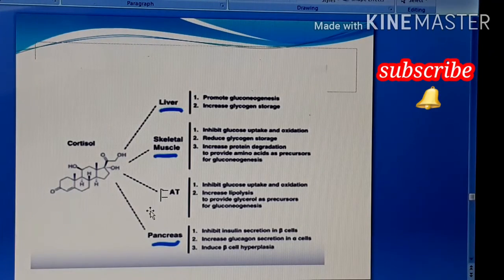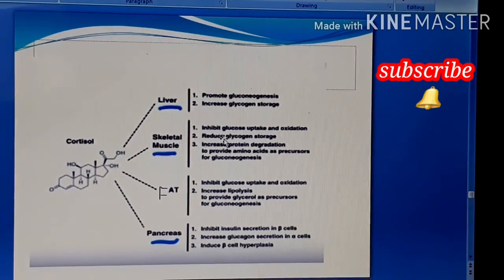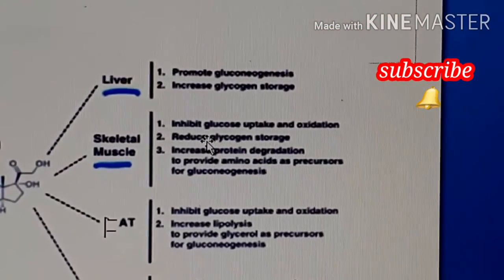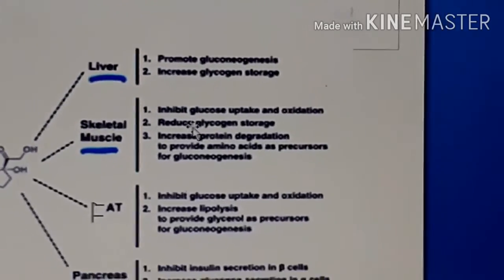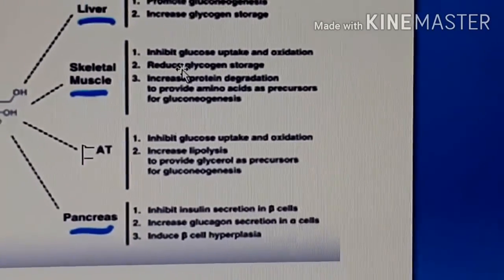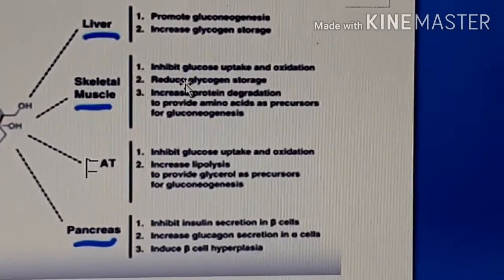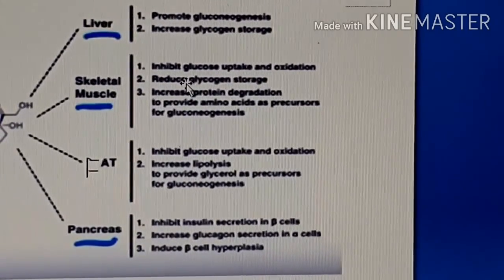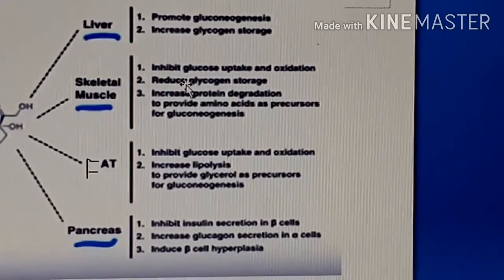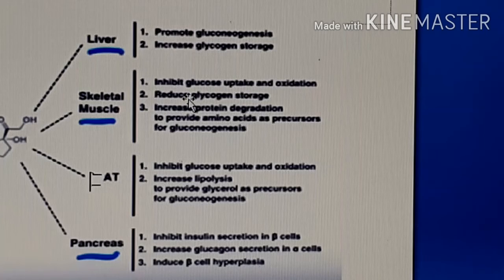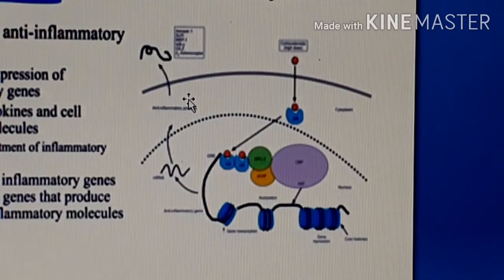So these are certain effects of cortisol on the liver, skeletal muscles, fats, and pancreas, which I have already discussed. These are the processes that I have already discussed. In the liver, it promotes gluconeogenesis and increases glycogen storage.